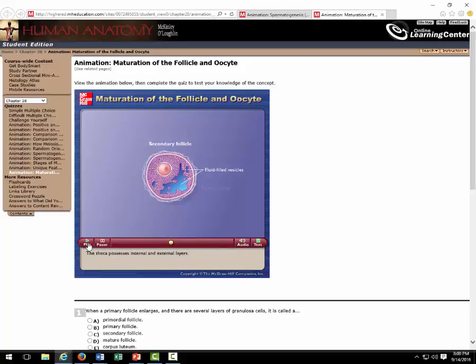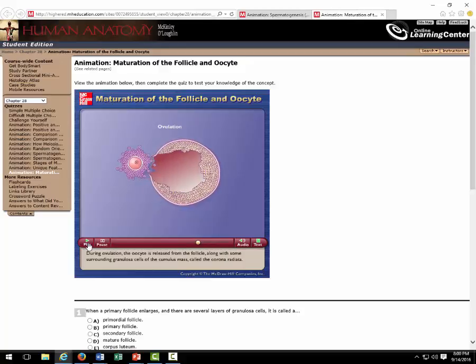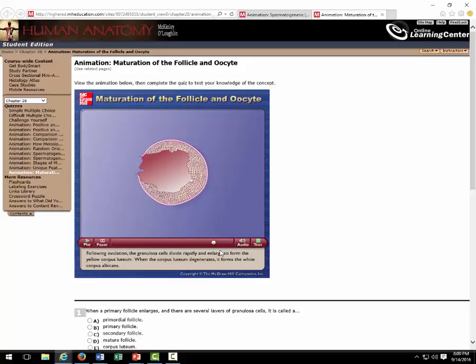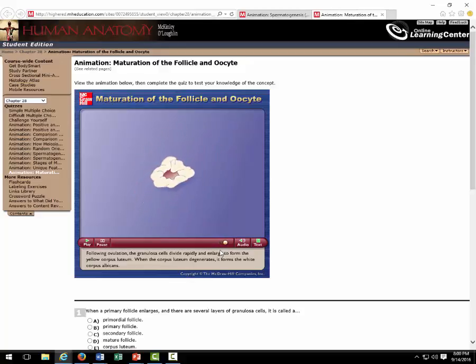The theca possesses internal and external layers. The structure is called a mature follicle when the fluid-filled vesicles form a single antrum. At full maturity, the oocyte is located in the cumulus mass. During ovulation, the oocyte is released from the follicle, along with some surrounding granulosa cells of the cumulus mass, called the corona radiata. Following ovulation, the granulosa cells divide rapidly and enlarge to form the yellow corpus luteum. When the corpus luteum degenerates, it forms the white corpus albicans.